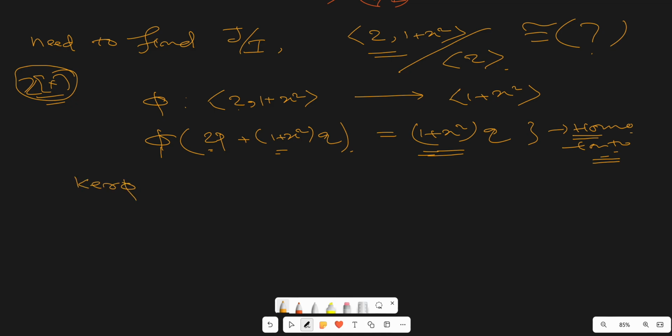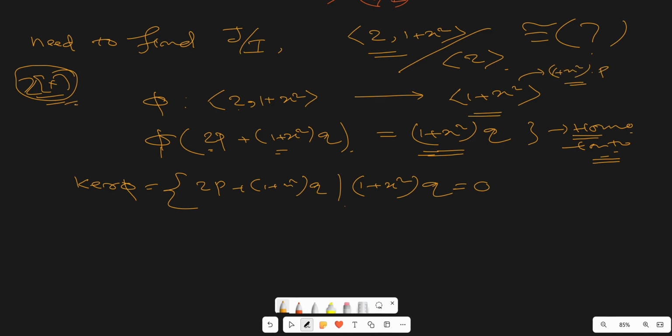Just calculate the kernel phi. Kernel phi means all those 2p plus 1 plus x square into q such that 1 plus x square into q is 0, because this is the zero element. This is actually 1 plus x square into p, with p inside Z[x]. This implies that since 1 plus x square cannot be 0, q should be 0. If q is 0, I will only have 2p such that p is inside Z[x]. What is that? This is nothing but the ideal generated by 2.